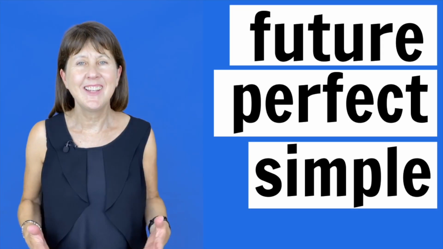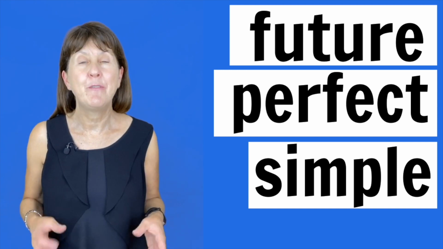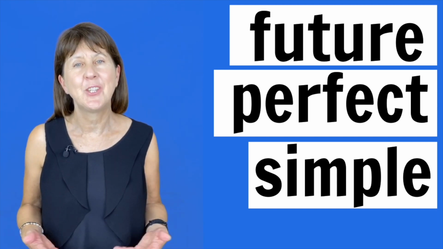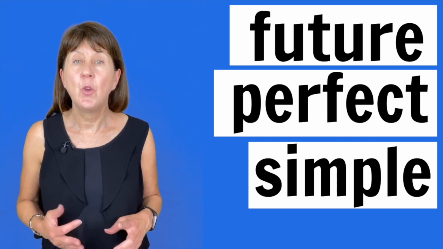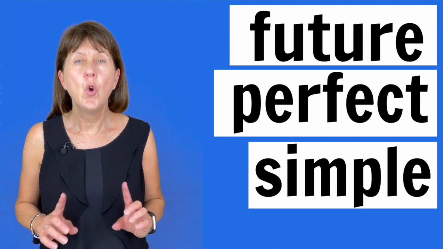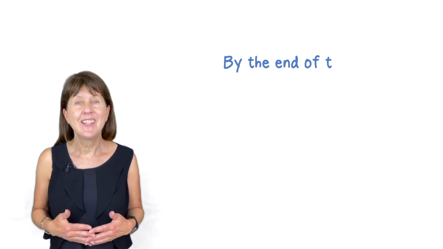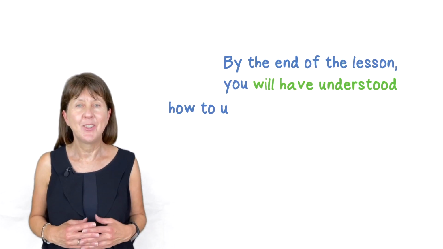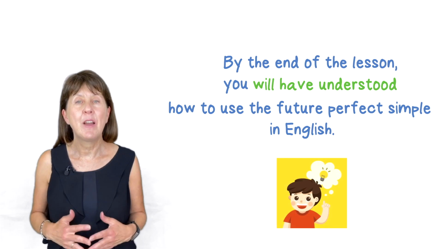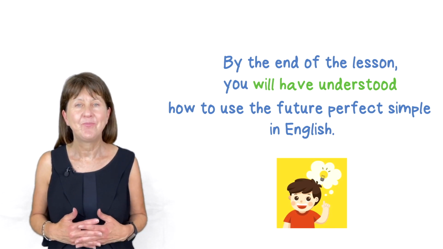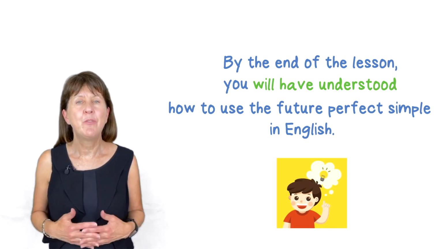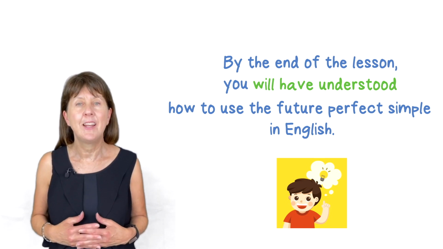Hi, in today's lesson we'll be learning about the future perfect simple in English. This is when you say you will have done something or won't have done something. For example, by the end of this lesson you will have understood how to use the future perfect simple in English. So how do we form the future perfect simple in English?